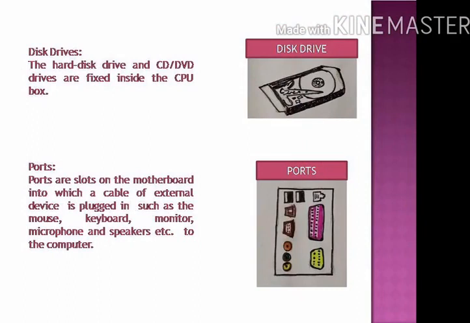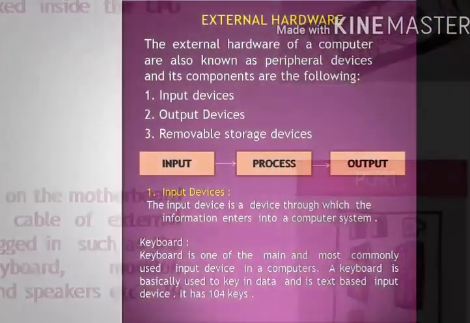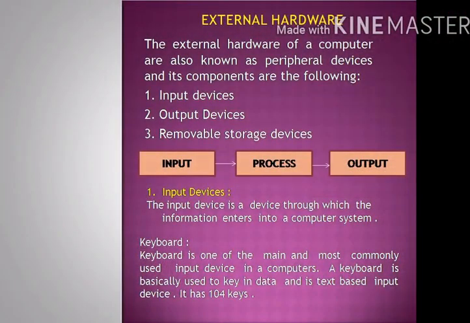The next slide is about disk drives and ports. What are disk drives? The hard disk drive and CD/DVD drives are fixed inside the CPU box. Ports. Ports are slots on the motherboard into which a cable of an external device is plugged in, such as the mouse, keyboard, monitor, microphone and speaker, etc., to the computer. The next slide is about external hardware.